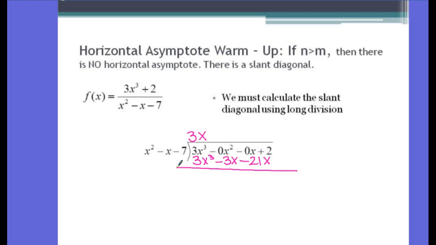And then when you do long division, you're subtracting that whole line. So 3 minus 3 is 0. 0 minus a minus is a positive. Minus a minus is a positive. And you bring down the 2.